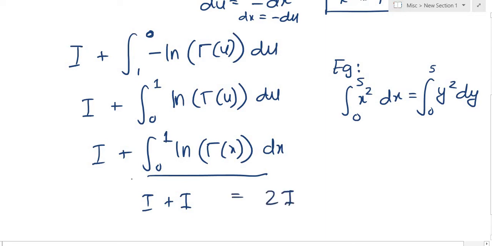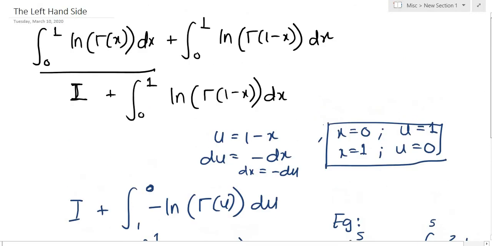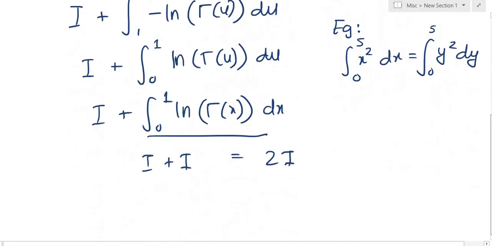And what is all of this equal to? The left hand side, right? The left hand side is basically 2I, 2 times our original problem. Well, great. Now let's do our right hand side.